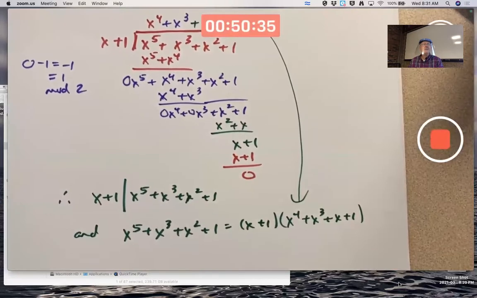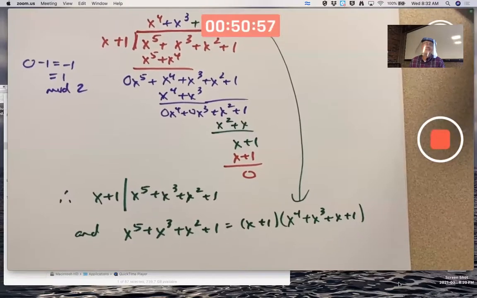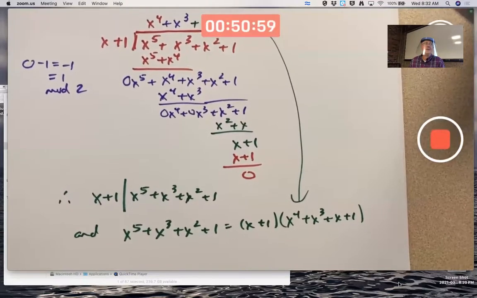The number 1 is also a 0 of this polynomial. Wait, does that make sense to say 1 is a 0? 1 is a root. Maybe I should use the word root, though we won't avoid using the word 0. The 0 of a polynomial, also called a root of a polynomial, is something that makes the polynomial 0 when you plug it in for x, when you substitute.